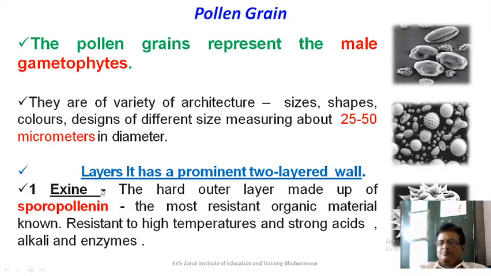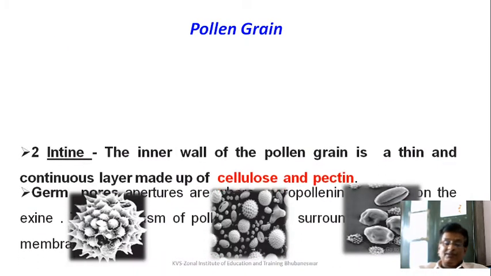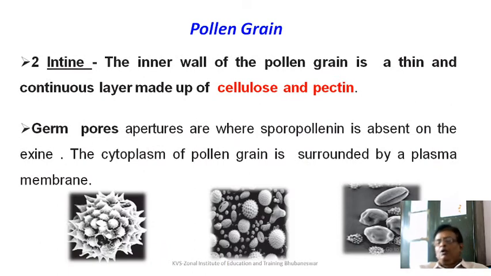The outer layer is made up of a very tough, resistant, rigid chemical called sporopollenin. It is virtually the most resistant organic material known, resistant to high temperature and strong acids and alkali as well as enzymes. Means if a person or animal eats the pollen, they cannot digest it because sporopollenin is not affected by enzymes. What a degree of resistance it has got. When it comes to the intine, it is made up of cellulose and pectin. It is thin and elastic.